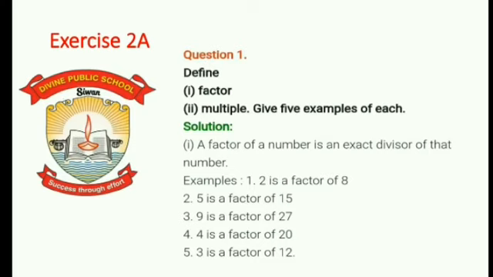For example, 2 is a factor of 8 because when we multiply 2 into 4, we get 8, so that is why 2 is a factor of 8. Same as 5 is a factor of 15, 9 is a factor of 27, 4 is a factor of 20, and 3 is a factor of 12. To discuss the multiple, let's go to the next slide.